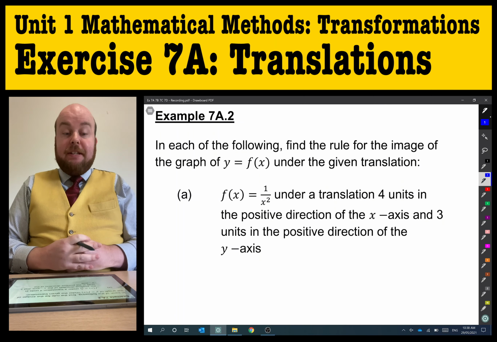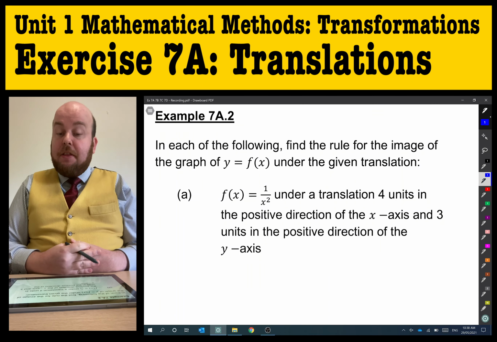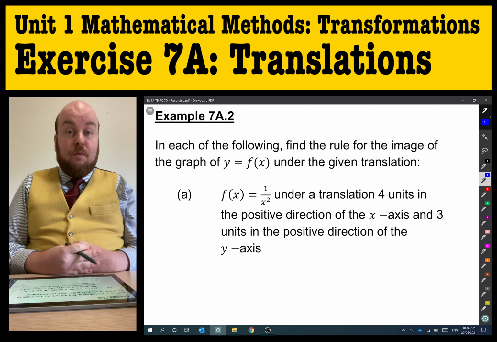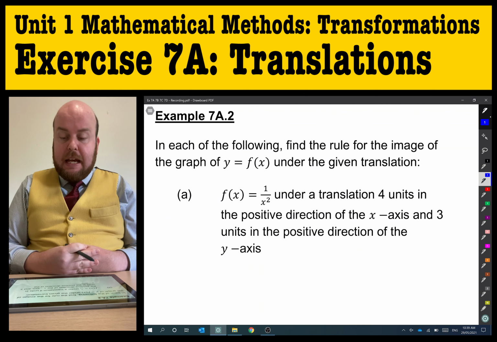Example 7a.2. In each of the following, find the rule for the image of the graph of y equals f of x under the given translation. A. f of x is equal to 1 over x squared under a translation 4 units in the positive direction of the x-axis and 3 units in the positive direction of the y-axis.